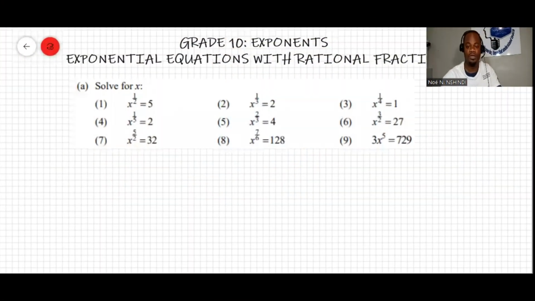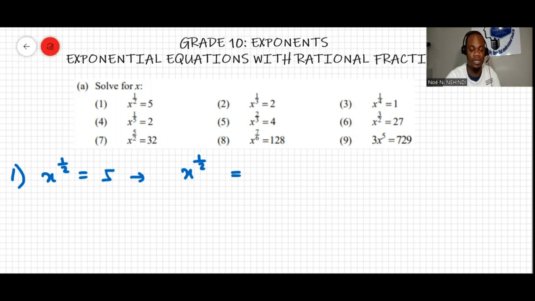Now we're going to do some exercises on exponential equations involving rational fractions. Let's start with question 1. Over here we have x raised to the power of a half equal to 5. This is what we can do to get the value of x. Because the power is a half, we can put another power of 2.